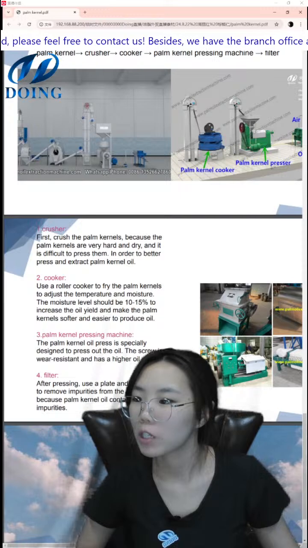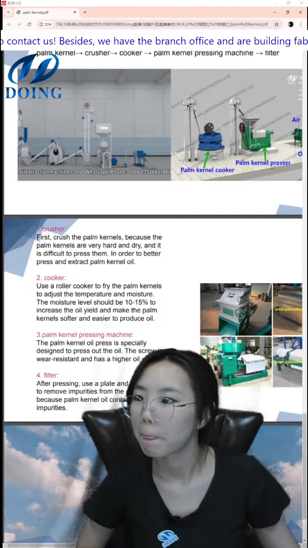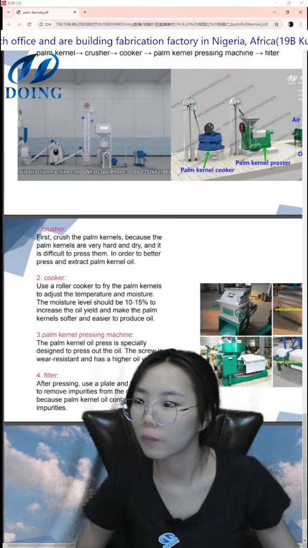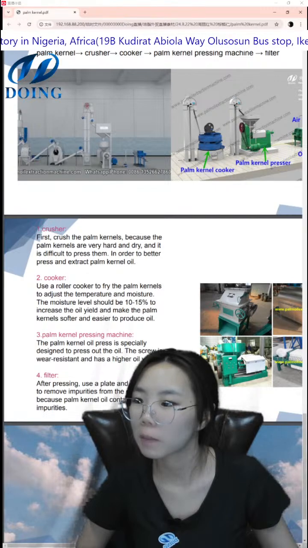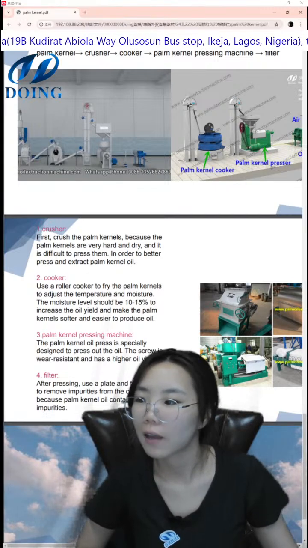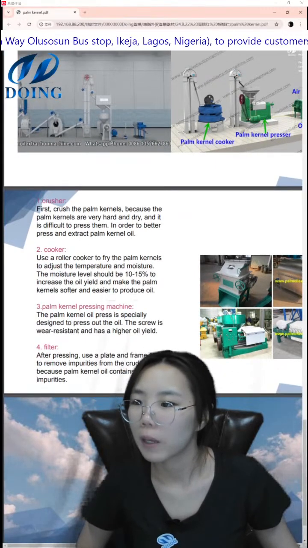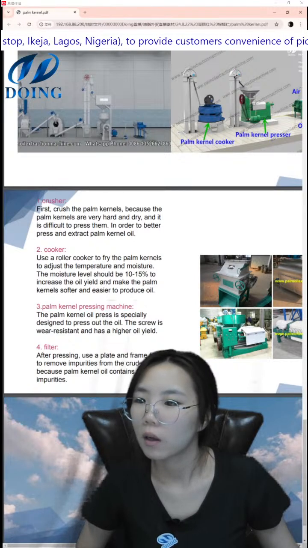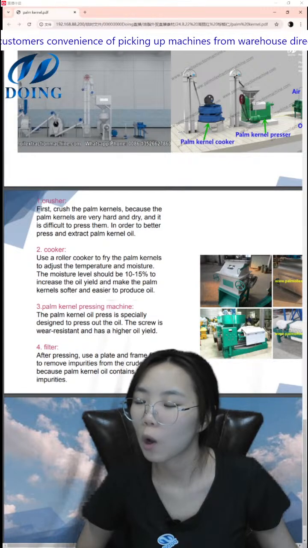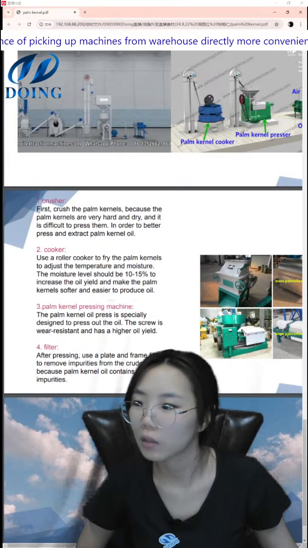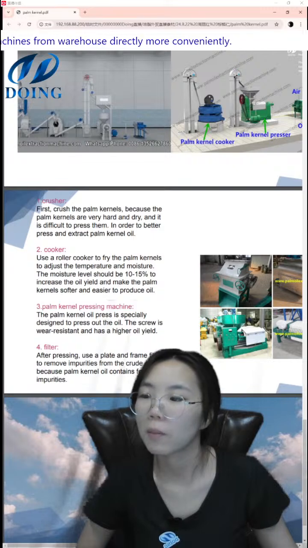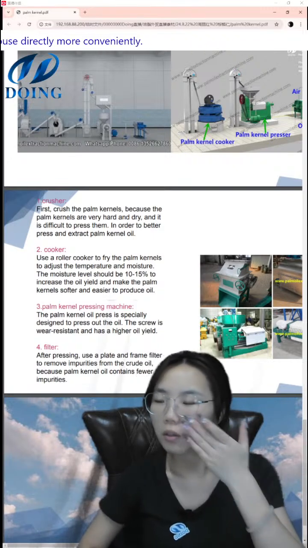The second machine is a cooker. I use a real cooker to fill the palm kernels, to observe the temperature and water level. The water level should be 10 to 15% to increase the oil yield and make the palm kernel softer and easier to produce the oil.